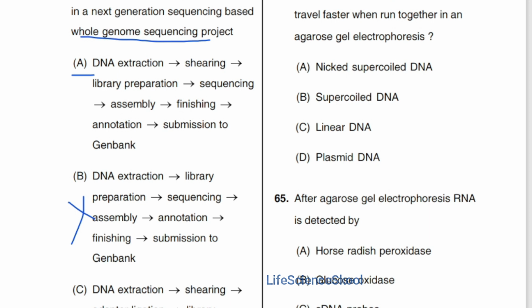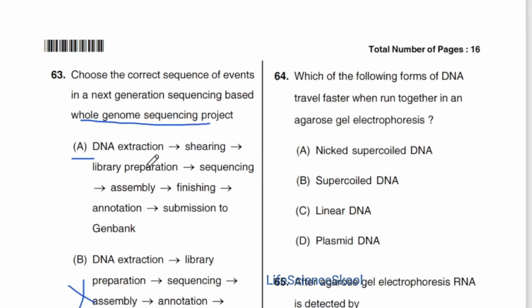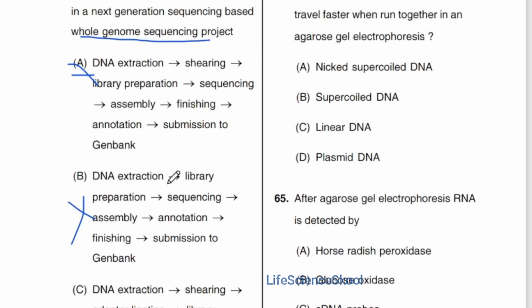So coming to option A, what is there? DNA extraction is there, shearing is there and library preparation is there. But after shearing there should be adapter ligation. So that step is missing here. Hence option A is not the correct one.